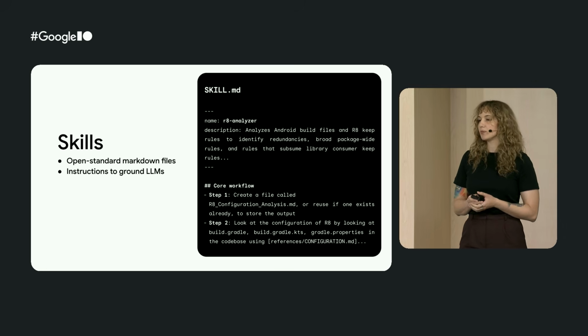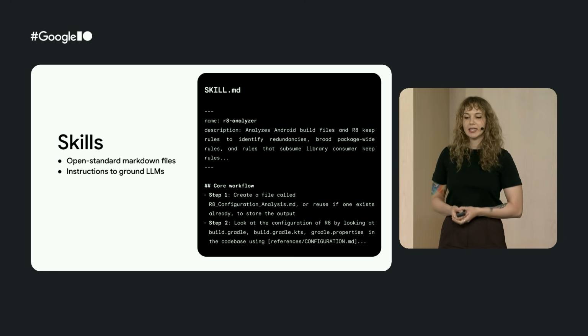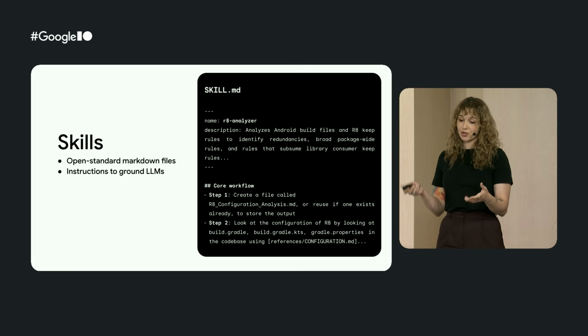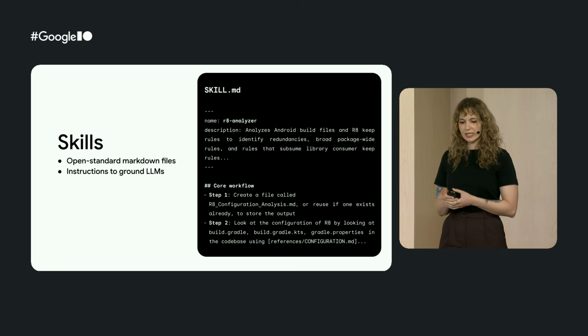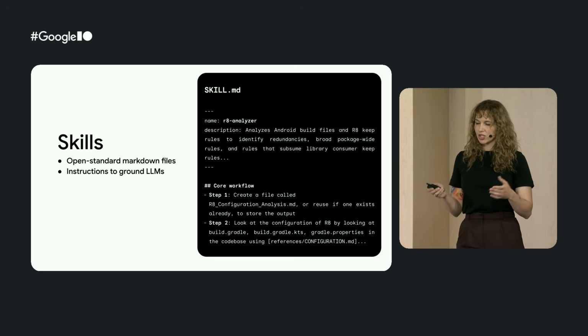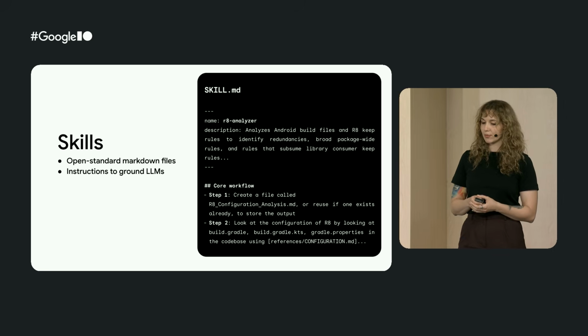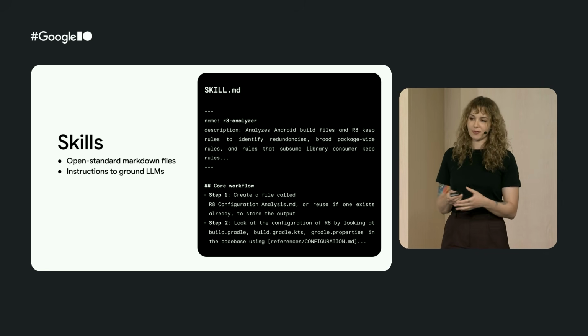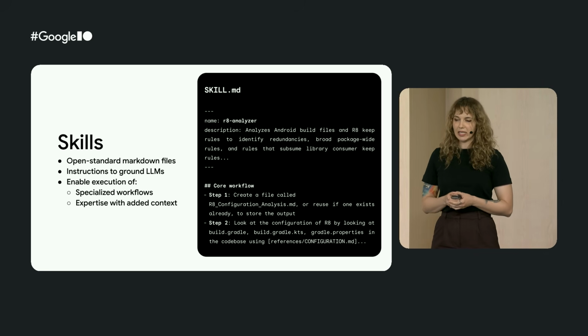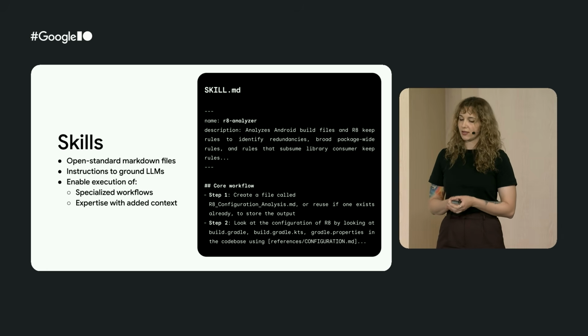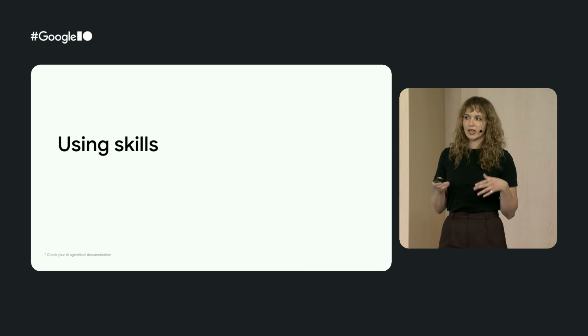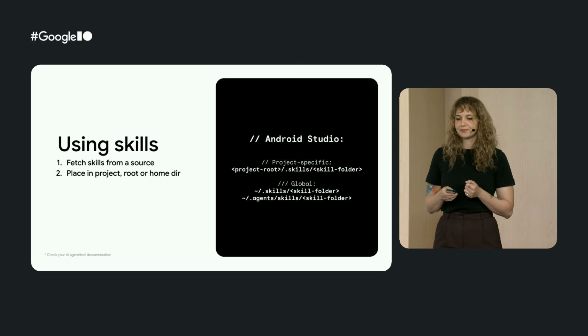Skills are the open standard markdown files, skills.md, that represent modular instruction sets for AI agents and tools. They provide technical specifications for a task, grounding the LLMs with up-to-date and domain-specific information. They enable execution of specialized workflows and expertise through added knowledge and context. So how do you use them in your day-to-day work?